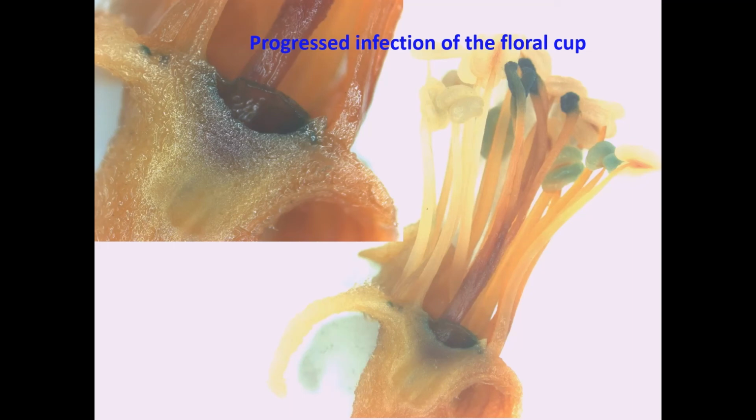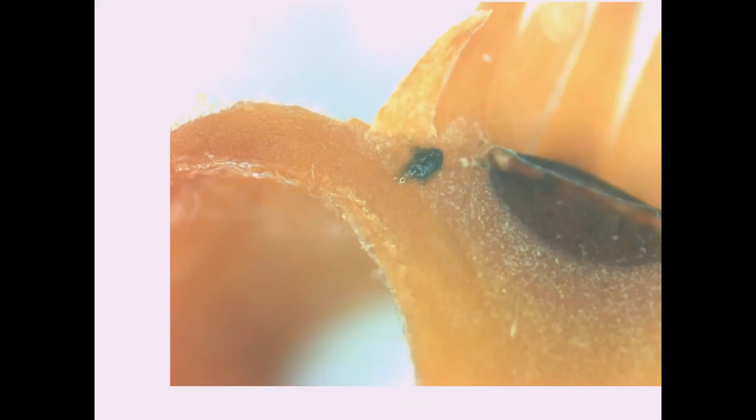As the infection of the floral cup progressed, we could see the floral cup turning blue, and the epidermis started peeling off, which is a sign of infection. Sometimes we also saw the petal fall junctions turning blue, in addition to the floral cup.